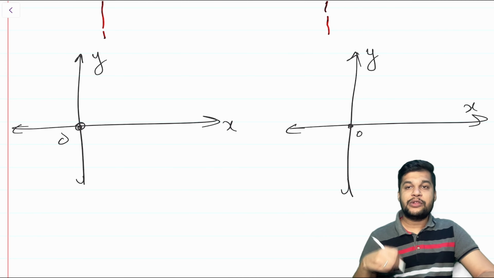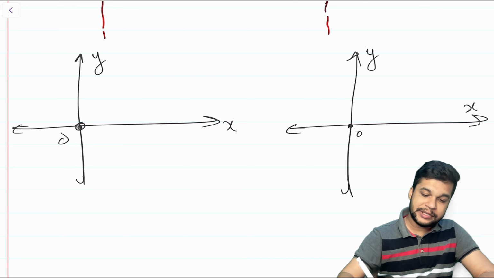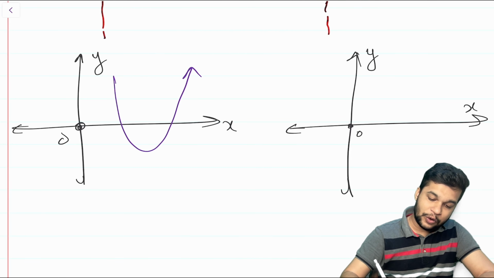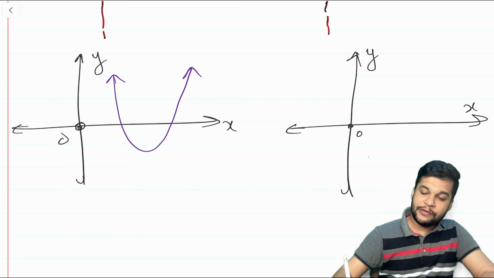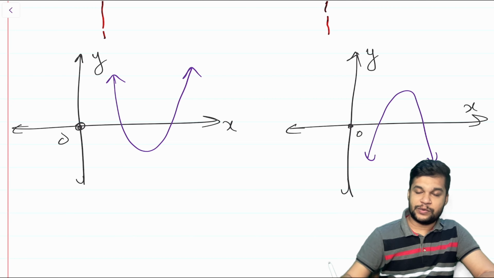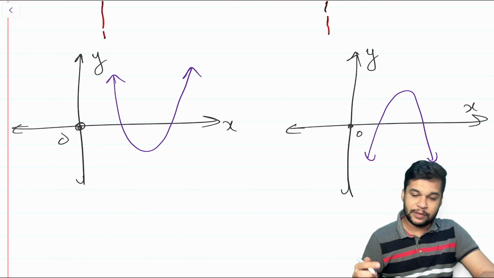Now there are two possibilities, right? What are the two possibilities? Either the graph will look like this, it will face upwards, or it will face downwards. There is no other possibility, right?